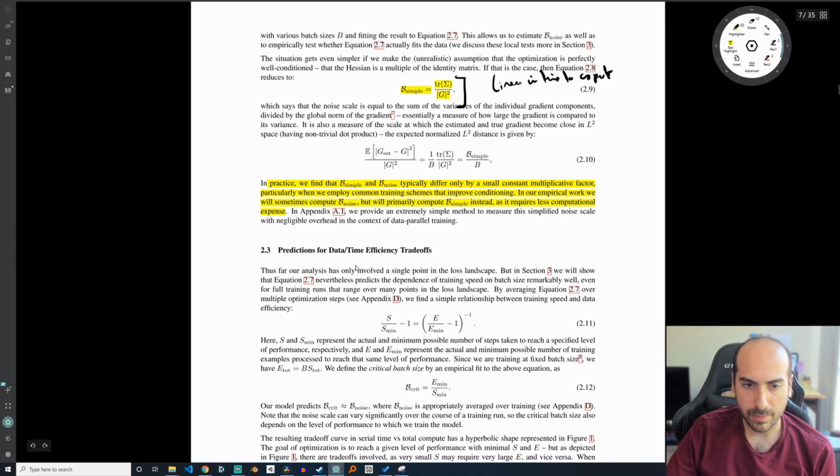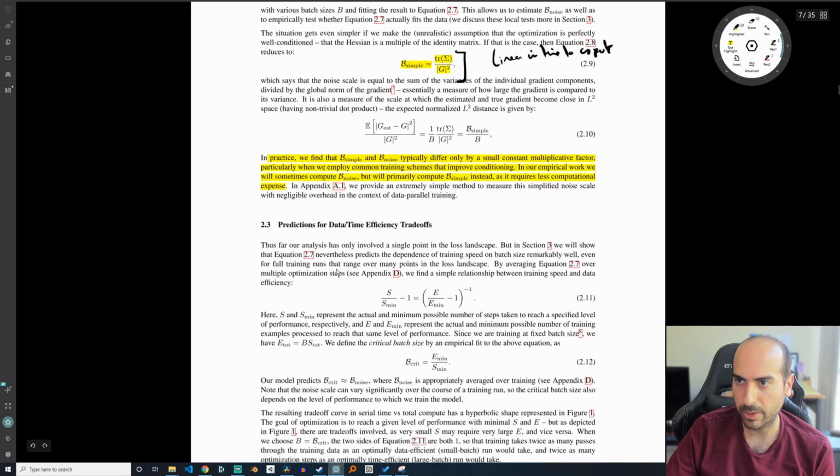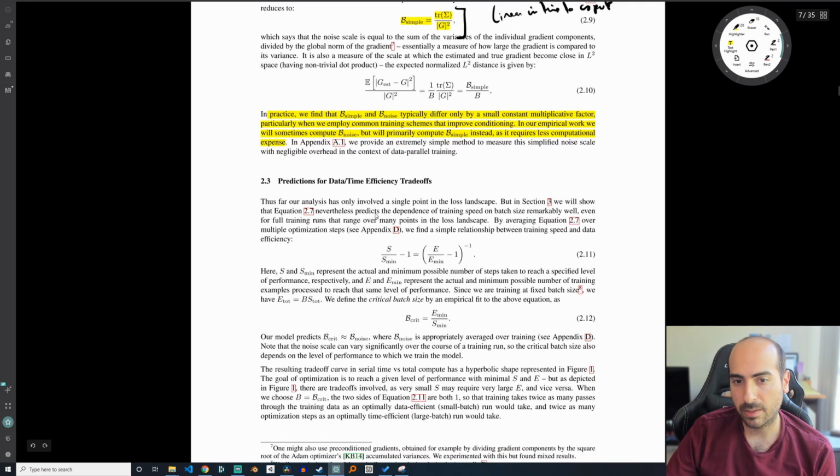So thus far, analysis has only involved a single point in the loss landscape, but in section 3, we'll show that equation 2.7 nevertheless predicts the dependence of training speed on batch size remarkably well, even for full training runs that range over many points of the loss landscape. So by averaging equation 2.7 over multiple optimization runs, we find a simple relationship between training speed and data efficiency. The actual and minimum number of possible steps taken to reach a specified level of performance. And E and E min represent the actual and minimum possible number of training examples processed to reach it.